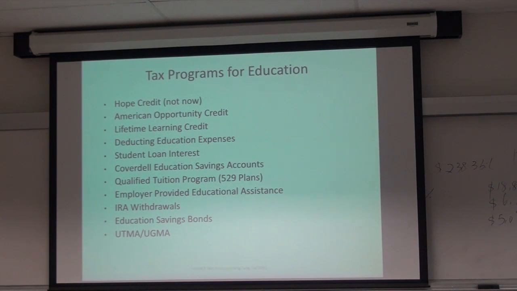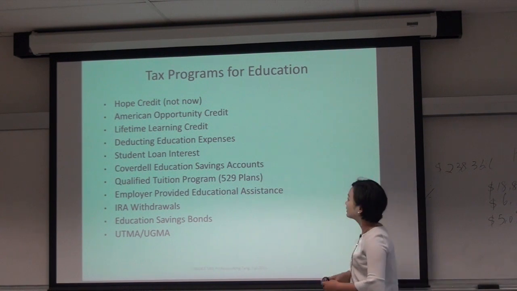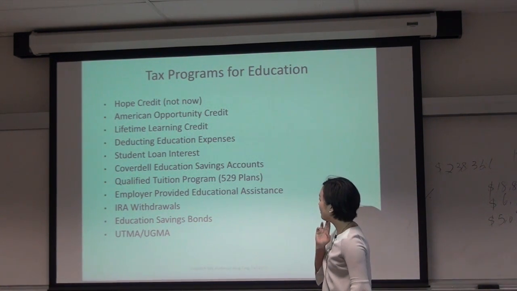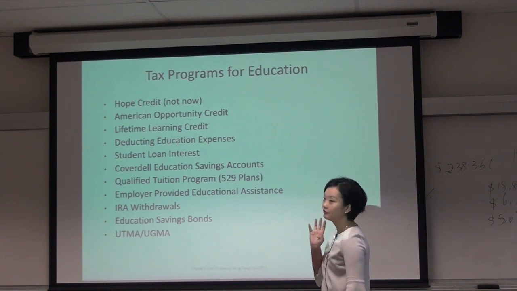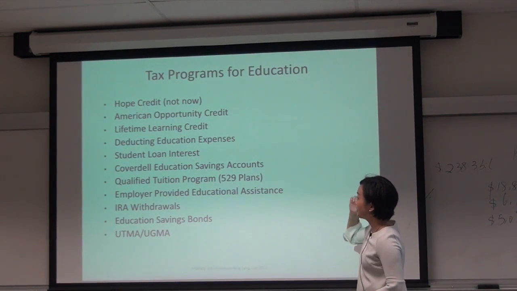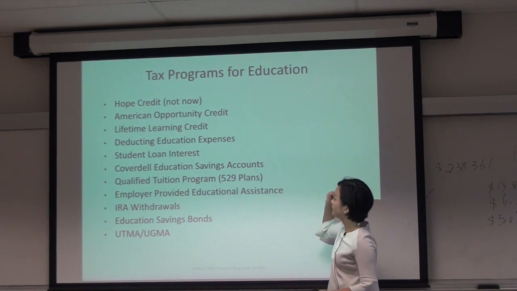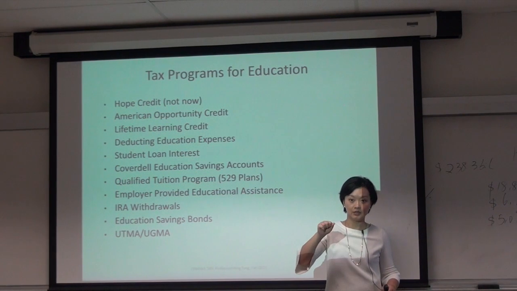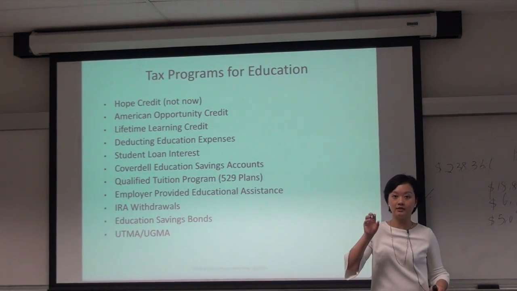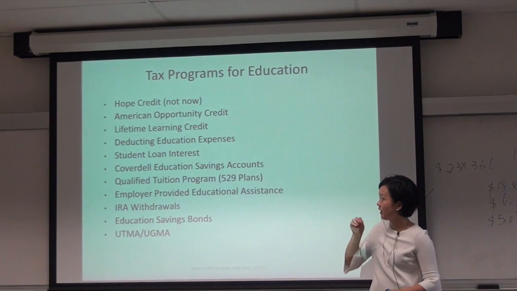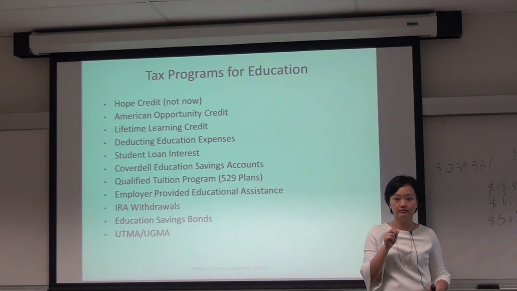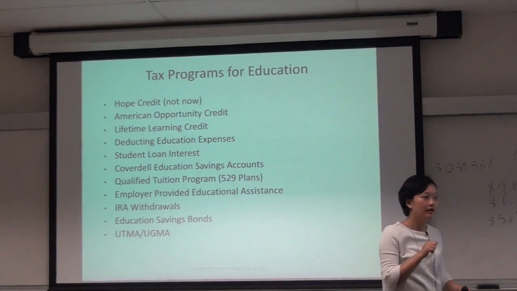Okay, so tax programs for education. So I list them all. Basically I think there are four types. The first type is called credit. There are different types of credit. The second type is deduction. Anyone doesn't know what's the difference between tax credit and tax deduction? Credit is just against your tax, and deduction is against your taxable income, right?